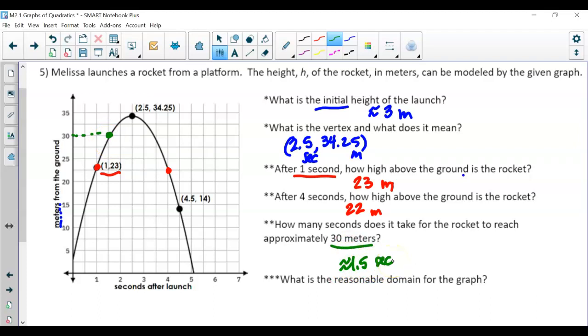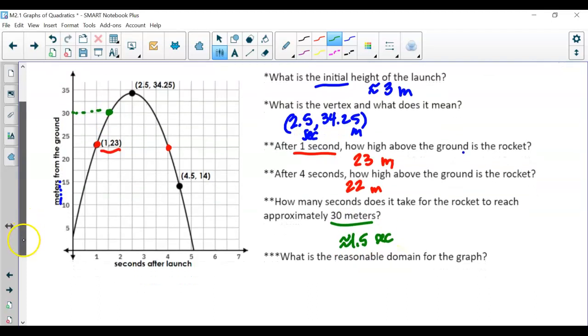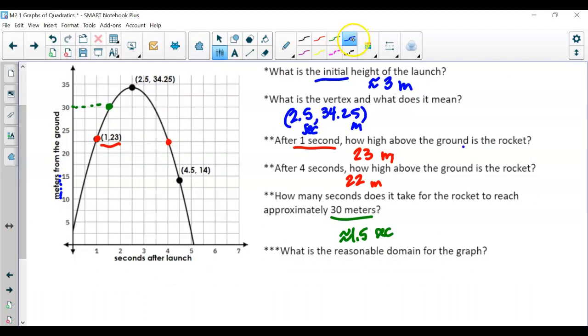Now, this is a new introduction to a vocabulary. What is a reasonable domain? Whenever we talk about domain, and we'll talk about this more, domain is the x values, all of the x values that the graph covers. So looking at this graph here, what x value does it start at? Well, it starts at 0. And where does it stop? Well, just past 5, right? Right here. So we could say that's about 5.1.